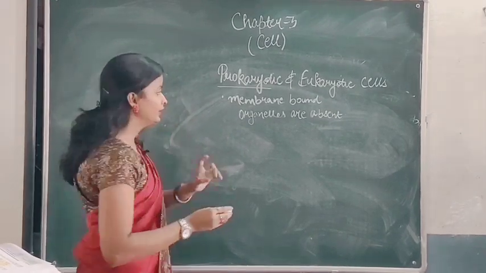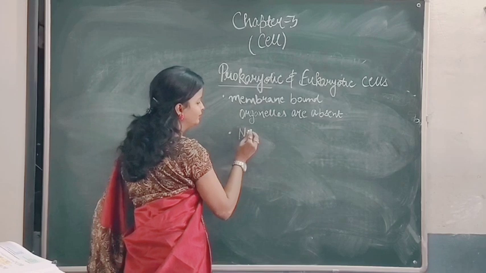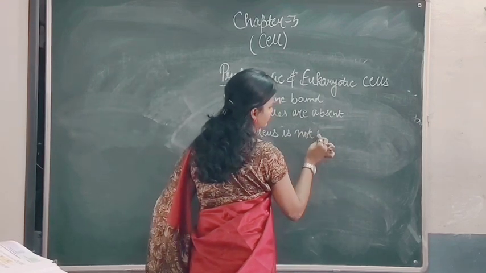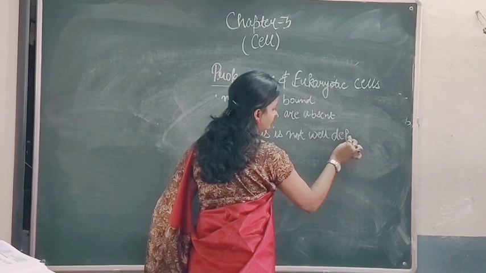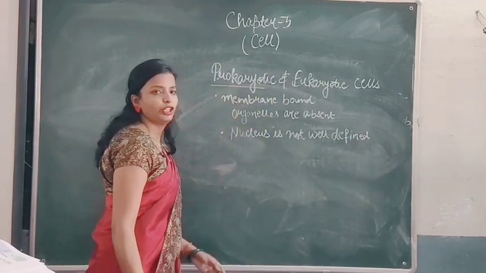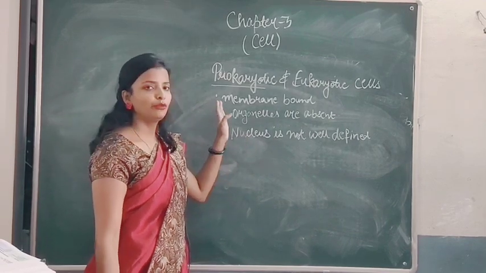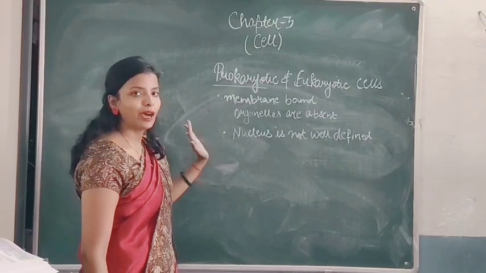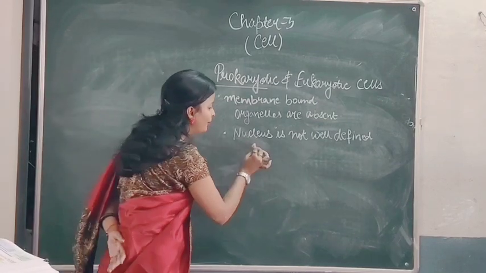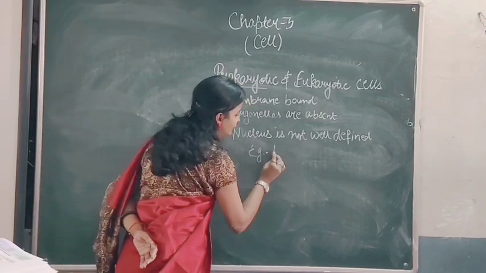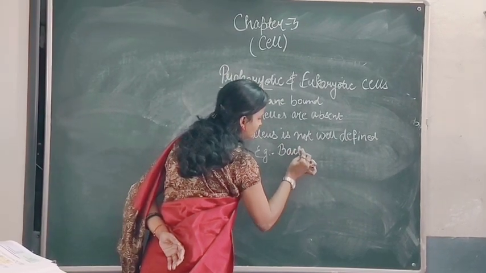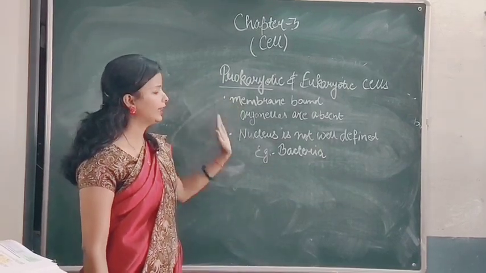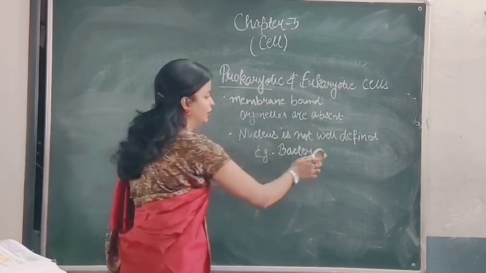Then when we talk about the nucleus, the nucleus is not well defined. So this is a basic characteristic of the prokaryotic cell. A common example in which prokaryotic cells are present is bacteria. So the example will be bacteria or bacterial cell. So this was about the prokaryotic cell characteristics. Now we will discuss the eukaryotic cells.